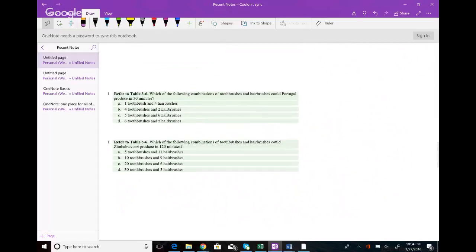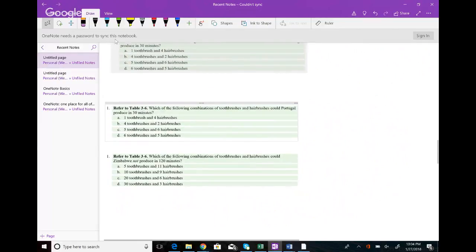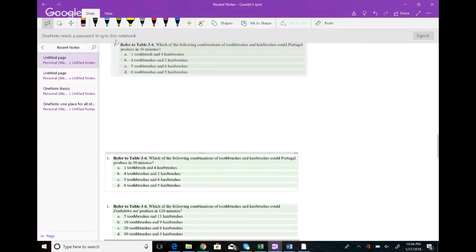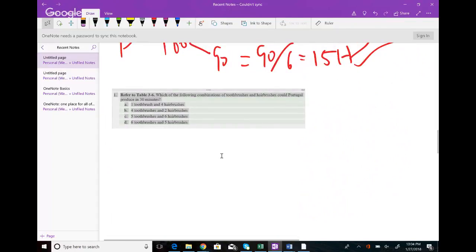And then second one, let me move this a little higher. A little more. Oh, just too much. All right. So which of the following toothbrush and hairbrush combinations could Portugal produce in 30 minutes? All right. Now this one we're going to try something else. For this one, it's asking for these combinations, which one you can produce given your available minutes.